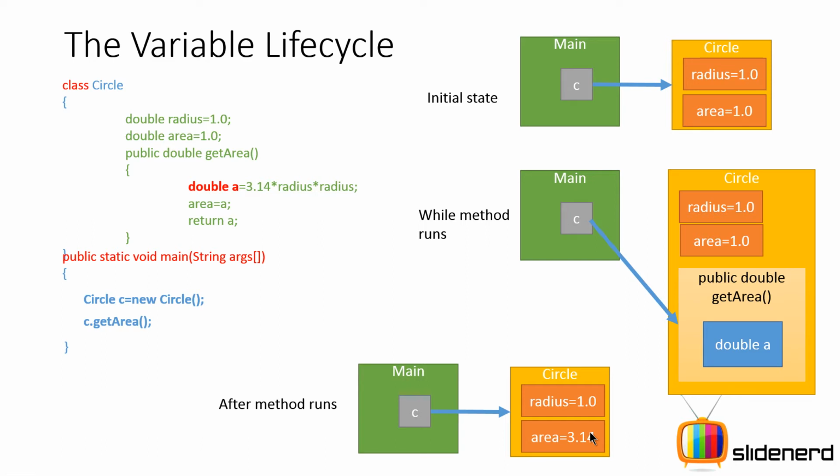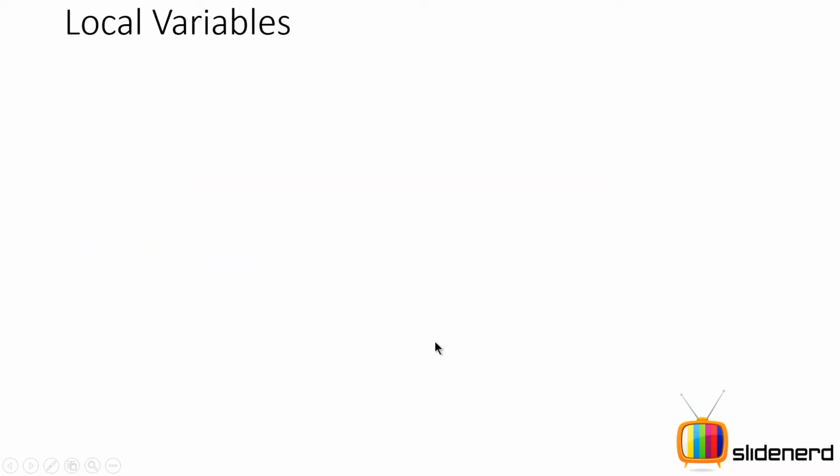Now what do we understand by this? These variables at the top, radius and area, exist as long as the program runs, or as long as your main method runs in this case. But the variable double a comes into existence only while the method getArea is running, and goes out of existence once that method has finished running. This is called the variable lifecycle in Java. So let's take a deeper look at these different types of variables and understand how they work. First, let's talk about local variables.